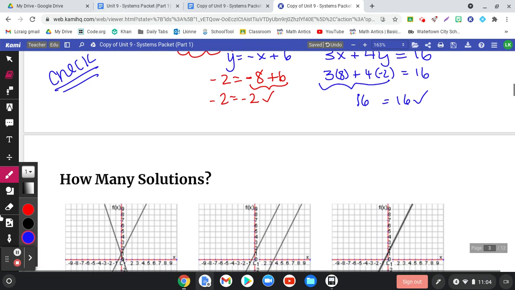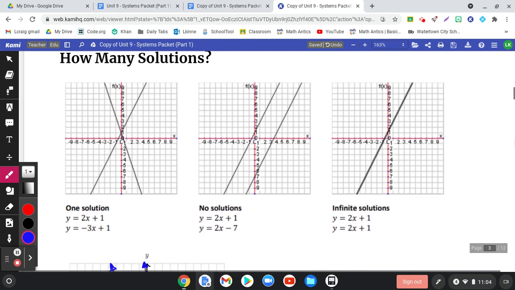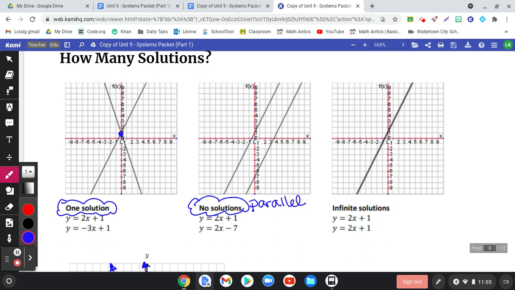All right, the other part of this lesson: how many solutions? So this first one has one solution, and it's right here. This one does not have any because you're dealing with parallel lines. The reason we know that, they both have a slope of 2. You'll talk more about that in geometry next year. This one has infinite solutions. That means that there's so many you can't even count. Because it's the same line.